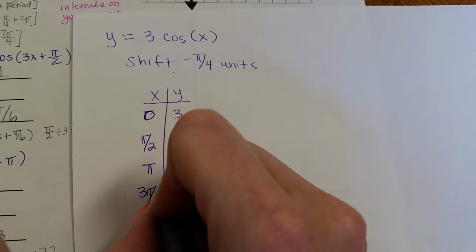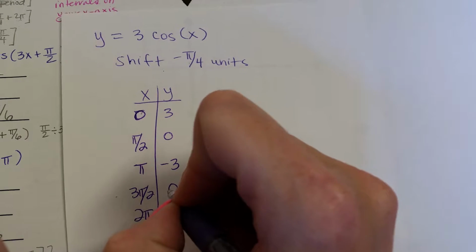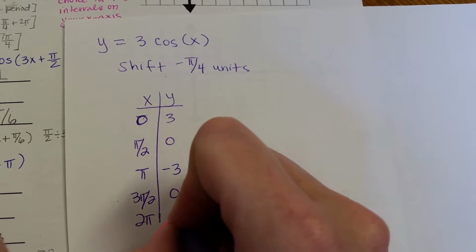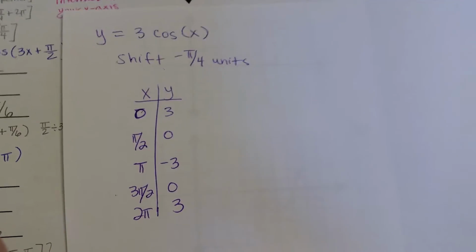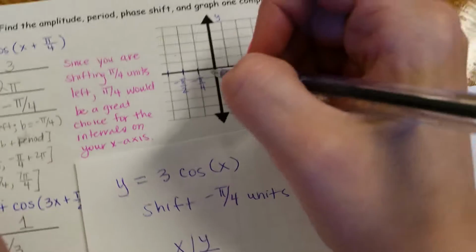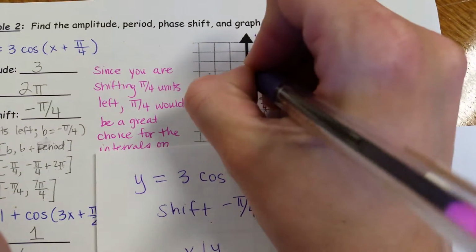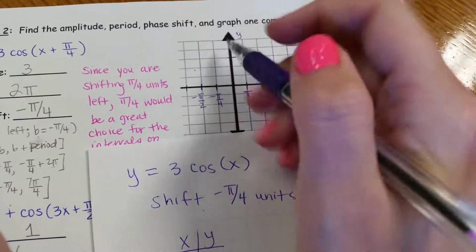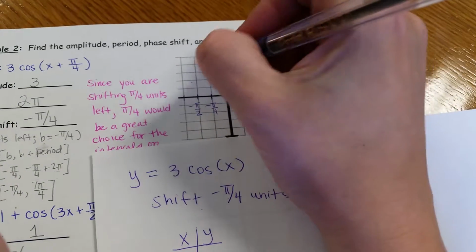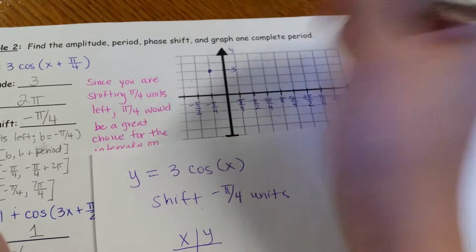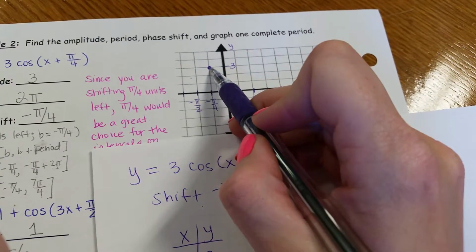And at 3 pi over 2, your cosine value is 0, so this is going to be 0. And then at 2 pi, it's 1, so 1 times 3 is going to be 3. Okay, so what you could do is go to your graph and say, okay, I know at 0, I'm at 3 for my parent function. So now I'm just going to shift it to the left. So I would be right here.